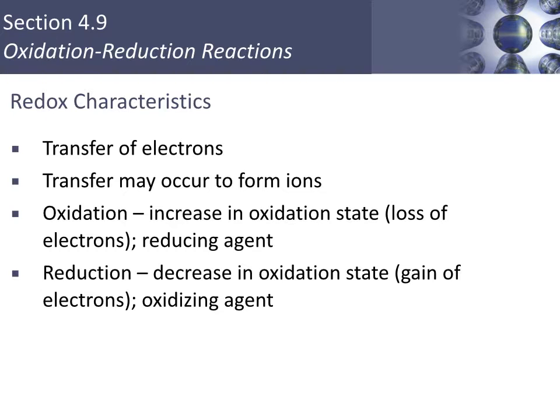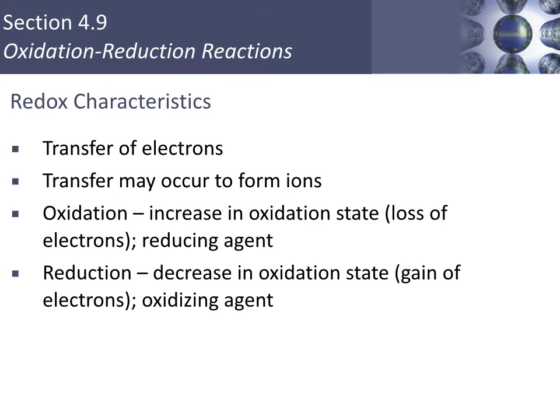Just some key points about redox. It always is going to involve a transfer of electrons. Typically that transfer is forming ions, although not always, so this is why you have to be able to calculate the oxidation state, because it's not always going to form an ion. If it is oxidized, that means there is an increase in oxidation state. So it loses electrons. Remember, Leo the lion goes grr, so loses electrons, oxidized. Another name for whatever is oxidized is the reducing agent.